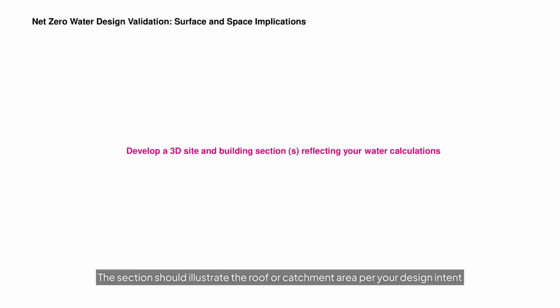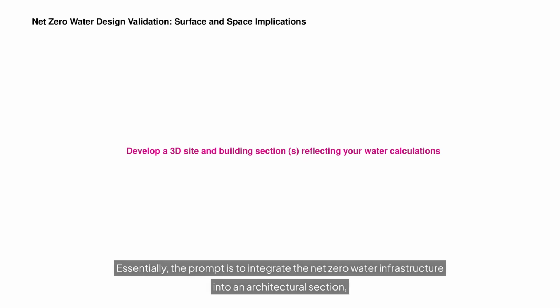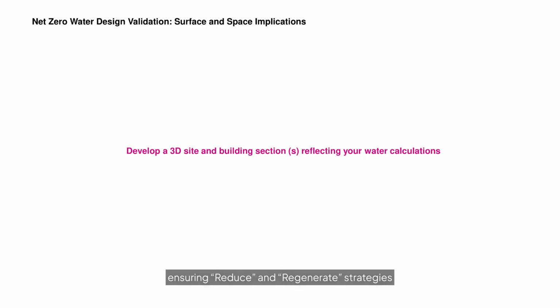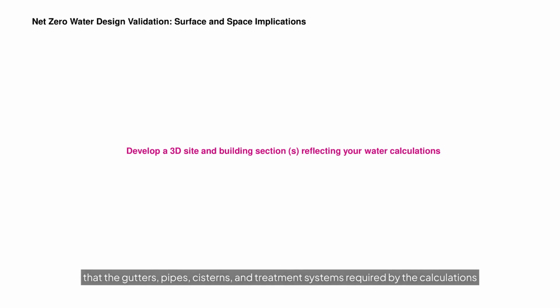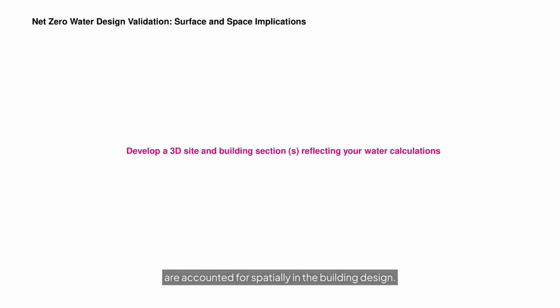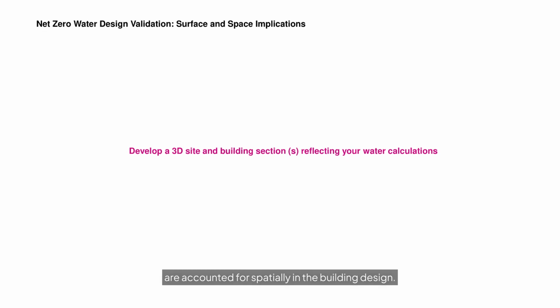The section should illustrate the roof or catchment area per your design intent and calculation results, capturing rain and the placement of a large cistern on the order of tens of feet in each dimension to store water. Essentially, the prompt is to integrate the net zero water infrastructure into an architectural section, ensuring reduce and regenerate strategies that the gutters, pipes, cisterns, and treatment systems required by the calculations are accounted for spatially in the building design.